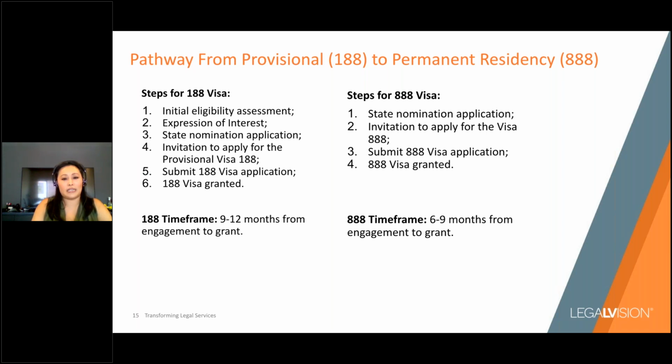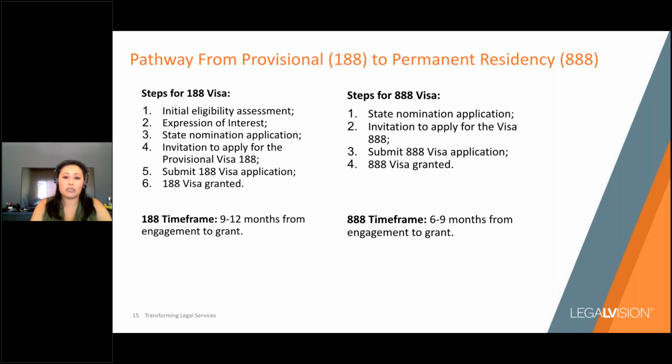Once we assess that you're suitable and there are good prospects of success in applying for this visa, the next step is to submit an expression of interest, and that's via SkillSelect. That, again, as I explained, is not an application, it's merely an expression of interest. Simultaneously, or in parallel, you would also be applying for state nomination.